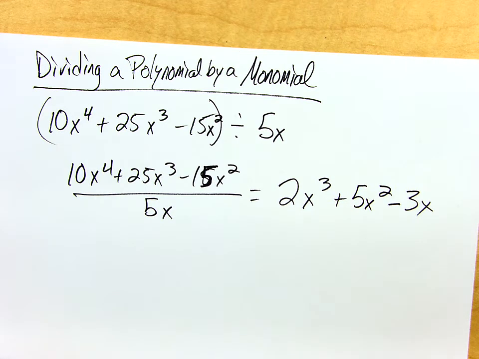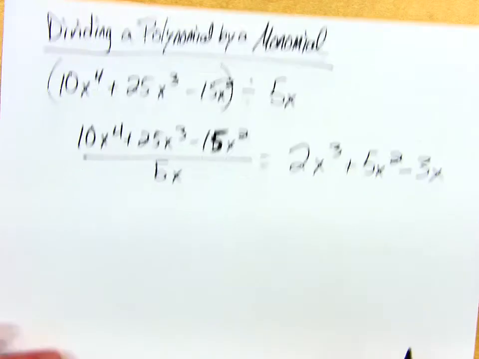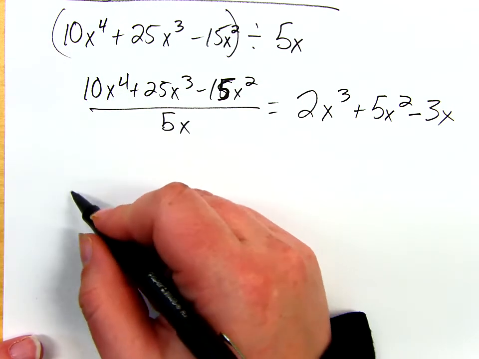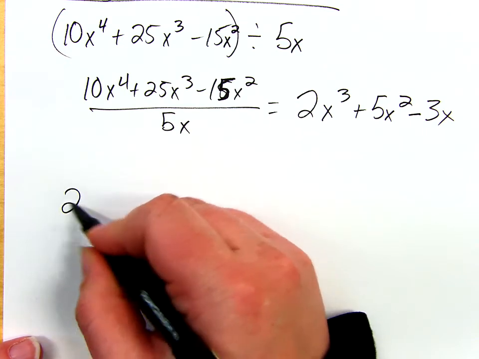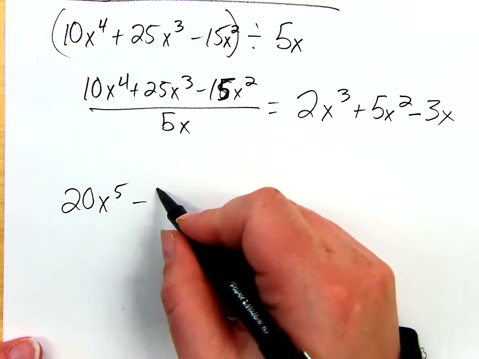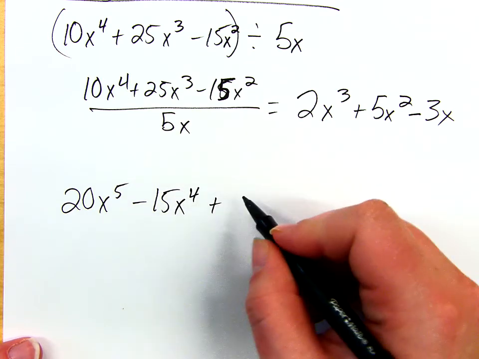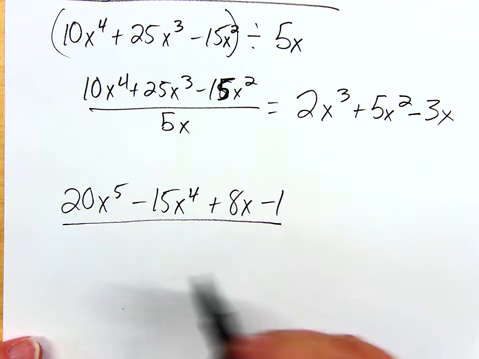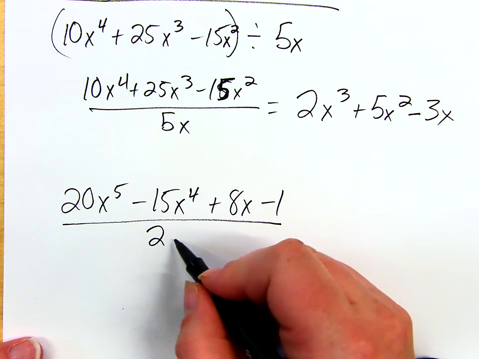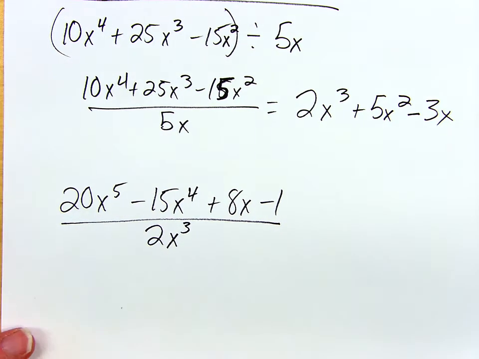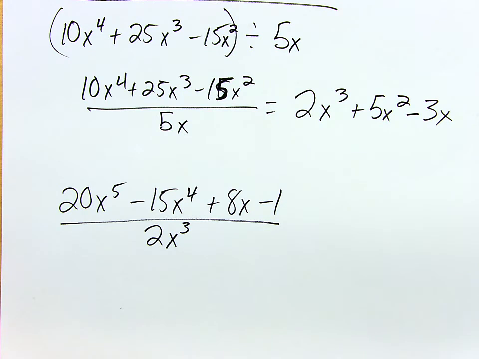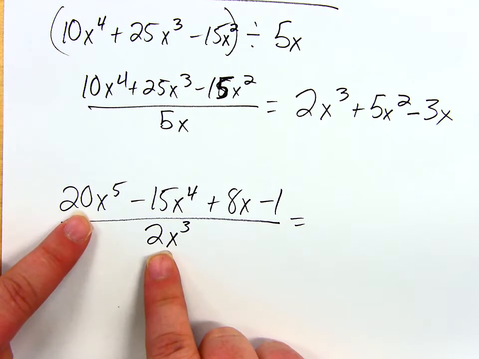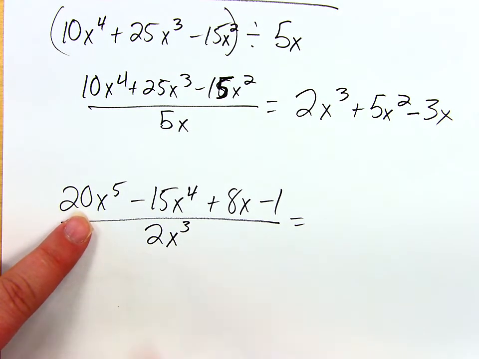Okay? So if I were going to do something like, I'll just make one up, and I'll do not necessarily nice numbers. What if I had 20x to the fifth minus 15x to the fourth plus 8x minus 1. And I want to divide all of this by 2x to the third. Okay. So if I'm going to do this, again, I'm just going to divide each one individually. So, the first one's not so bad. What comes out there? 10x to the second.